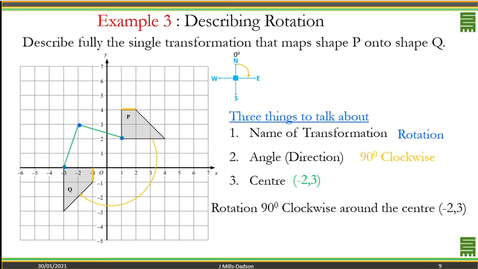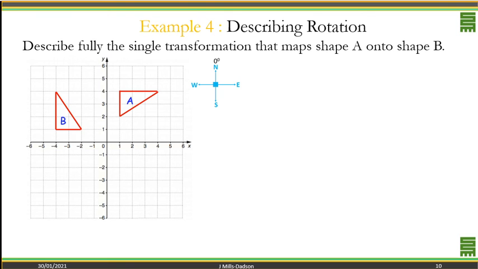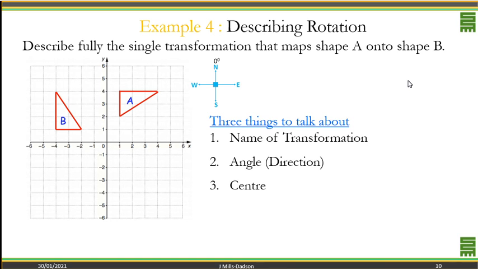Let's do one final example on description. A to B. 3 things to talk about. First is rotation, A to B. Go to A. Select the top part of A. So this is the top part of A. The top part of A is facing west. North to west can only happen when you do 90 degrees anti-clockwise. So we know this is 90 degrees anti-clockwise. We are moving this way.